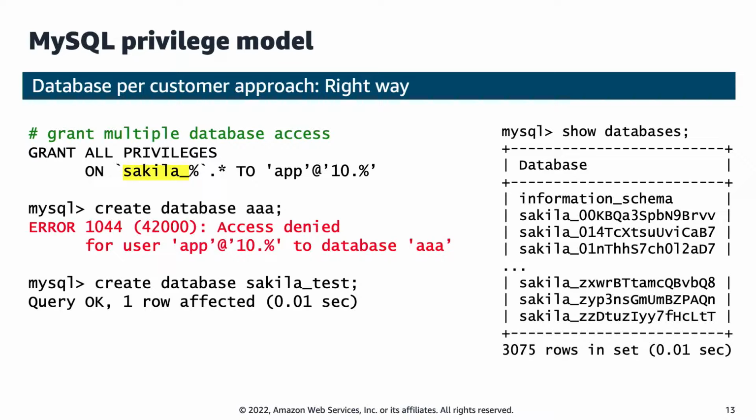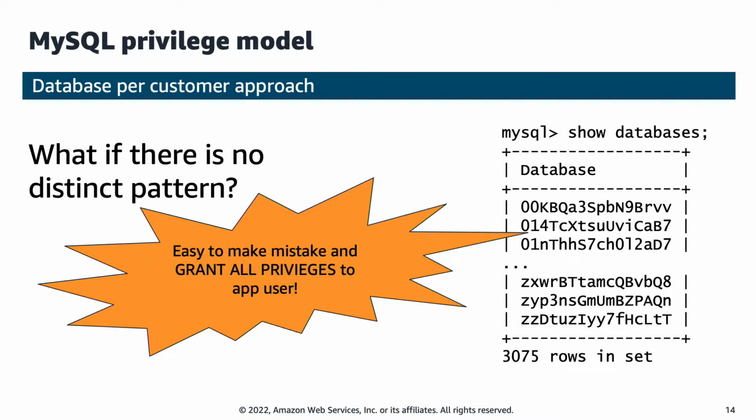So we can do sql%, meaning that we only allow database access to the sql databases and don't allow access to the MySQL system database. But this is good. It's not good enough, but it's good. But what if we don't have a specific pattern? Let's say someone has designed this to be just a hash of something. So we have completely random database names.